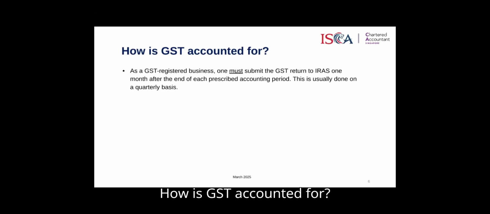How is GST accounted for? As a GST registered business, one must submit the GST return to the IRAS 1 month after the end of each prescribed accounting period. This is usually done on a quarterly basis.